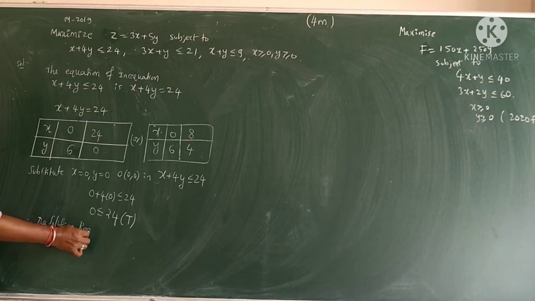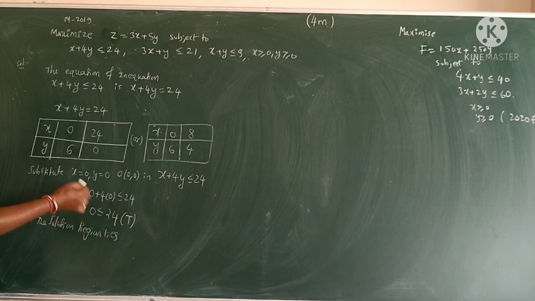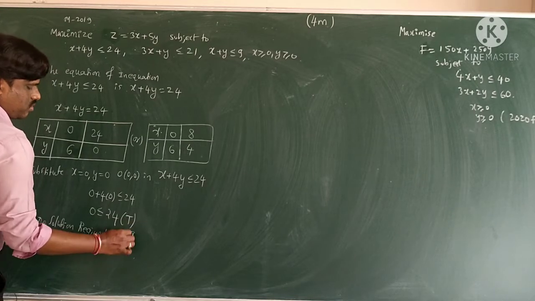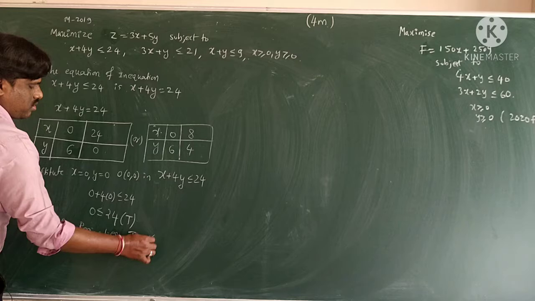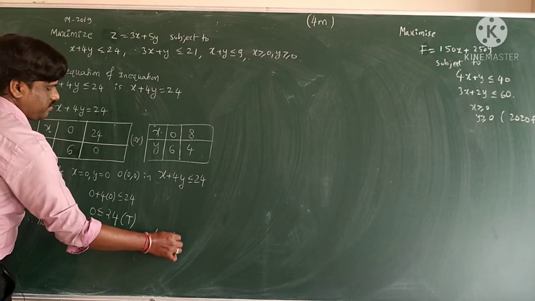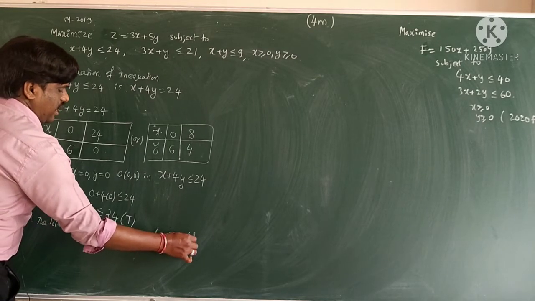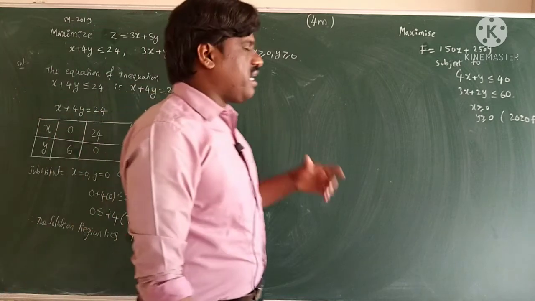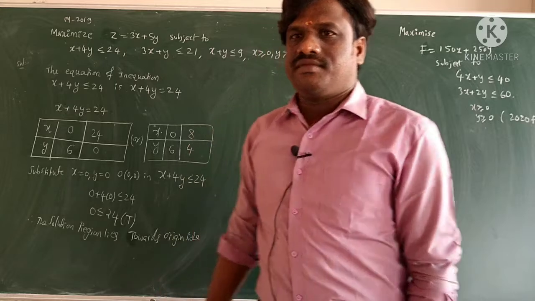If it is true, then we write that the solution region lies towards the origin, origin side. So you should write like this. This is the step you have to write. I am going to write all the steps, then we will draw the graph.